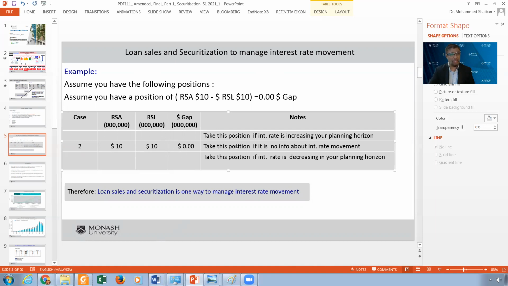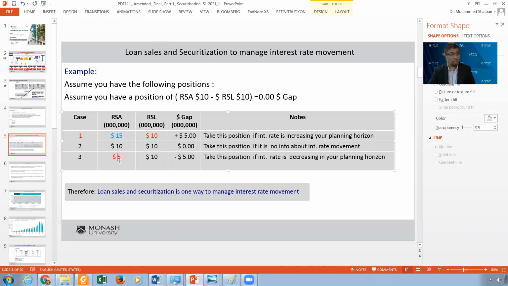So this is the position I have now, and I'm trying not to be impacted by changes in the interest rate in the future. I don't have enough expertise to forecast the movement of the interest rate. But if I had the forecasting capabilities and the expertise to know the movement of the interest rate, I would want to take advantage of this. If the interest rate is going up, I need a positive gap, which means I have to have my assets more than my liabilities. And therefore, I will take this position, which is position number 1.